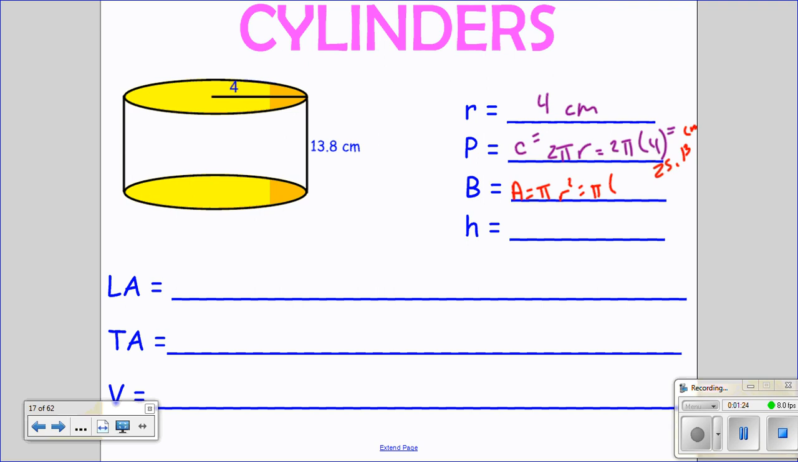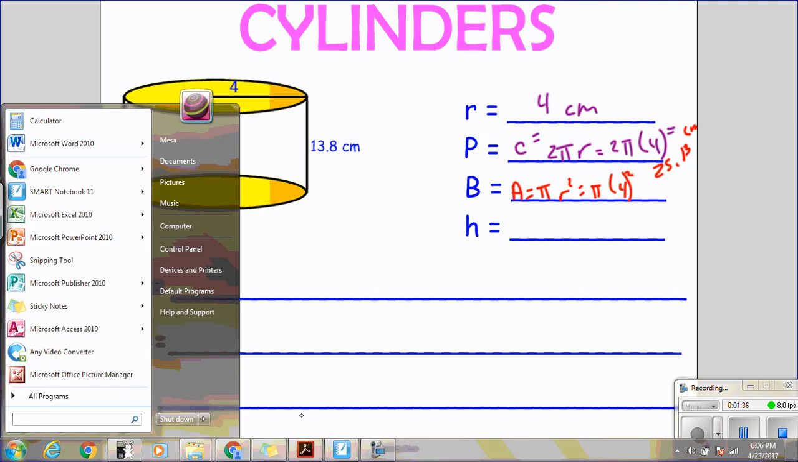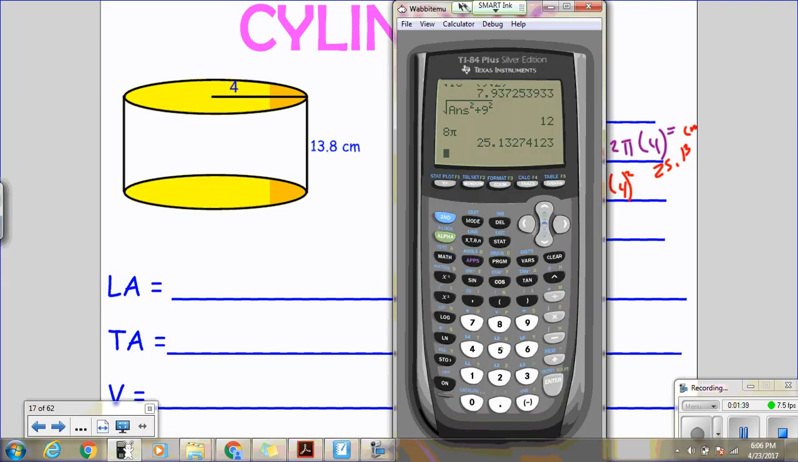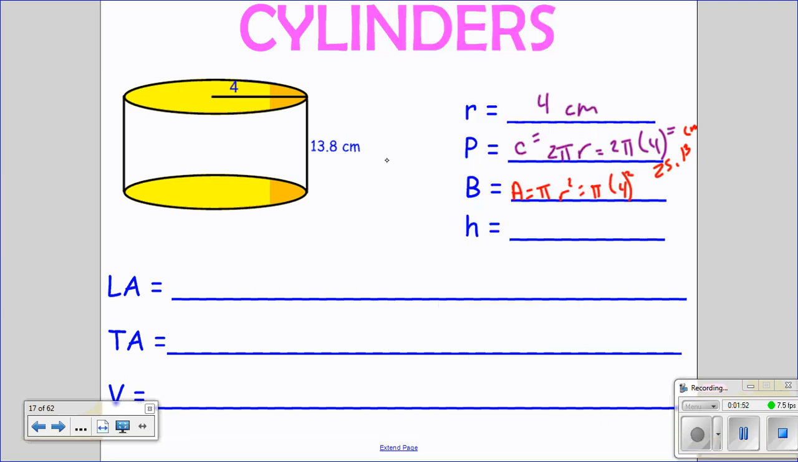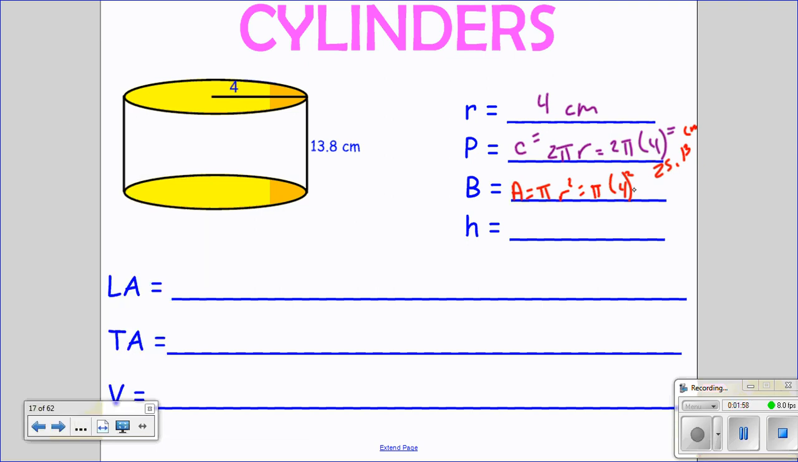So that means it's pi times 4 squared. So in other words, 16 pi, which is approximately 50.27 centimeters squared. And our 3D height is 13.8 centimeters.